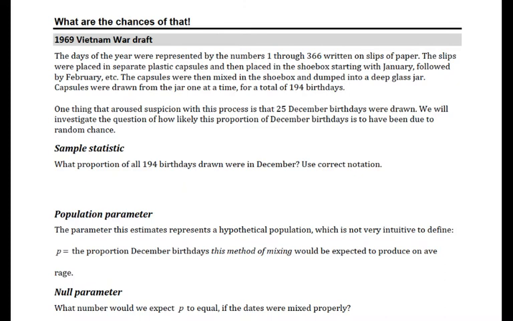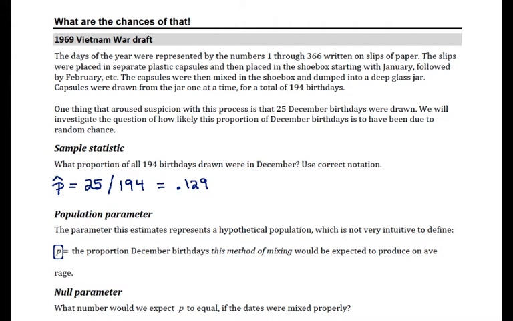We got 25 December birthdays. So the proportion of all 194 birthdays drawn that were in December, this is a sample proportion, so we'll call that p hat, and that is the 25 December birthdays divided by the total number of birthdays drawn, and this comes out to be about 0.129, so very close to 13% of the drawn values were December birthdays. We're going to compare this to the population parameter p, or use this to estimate the population parameter p.